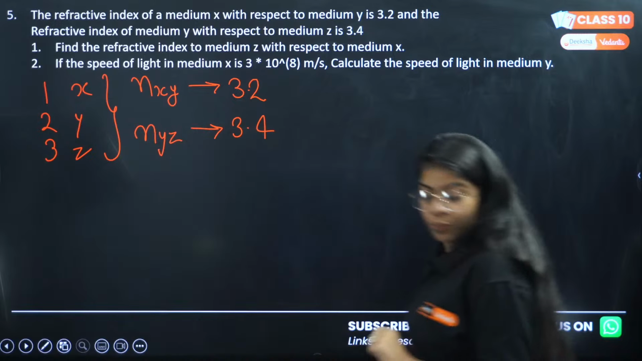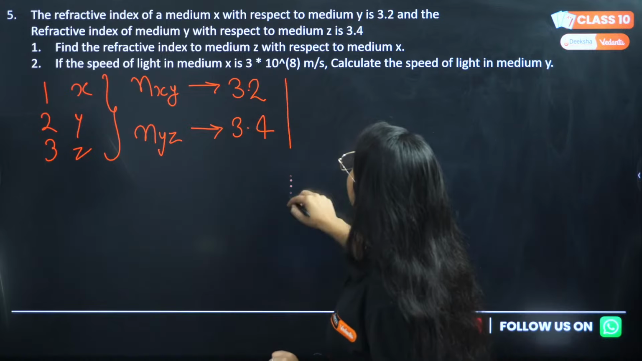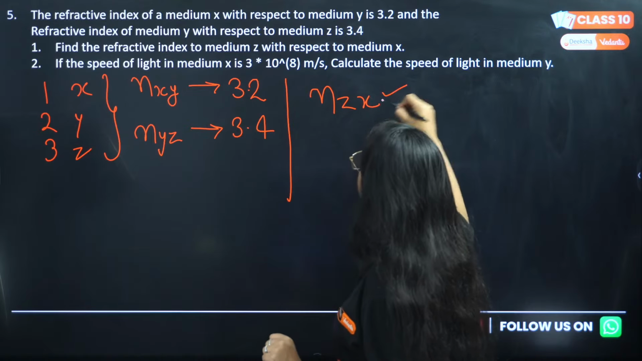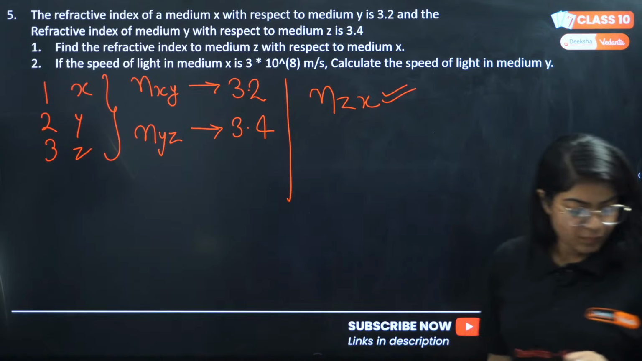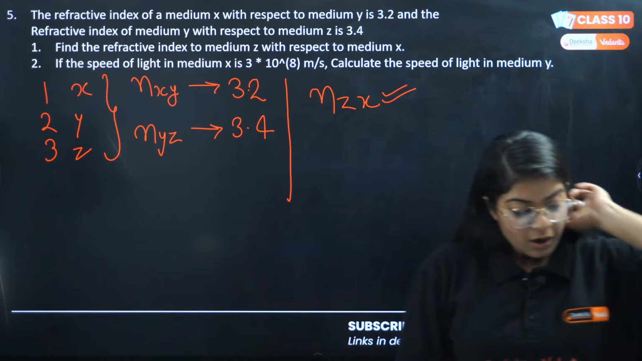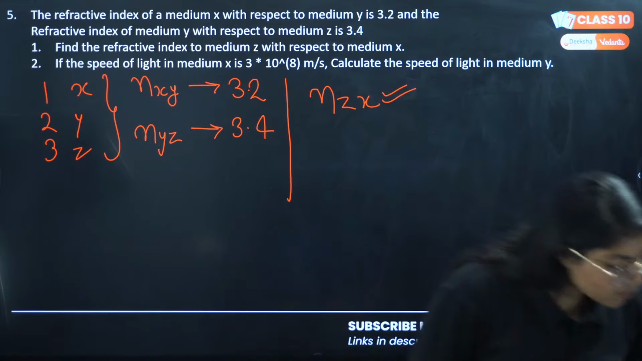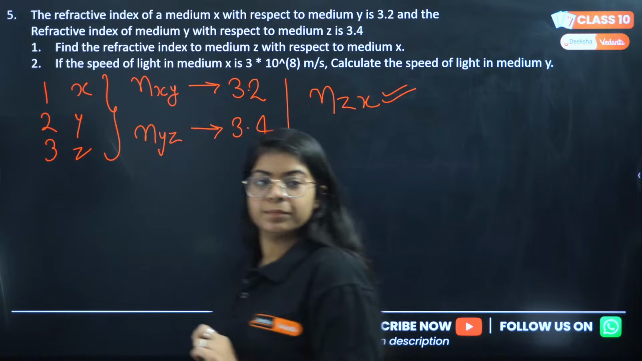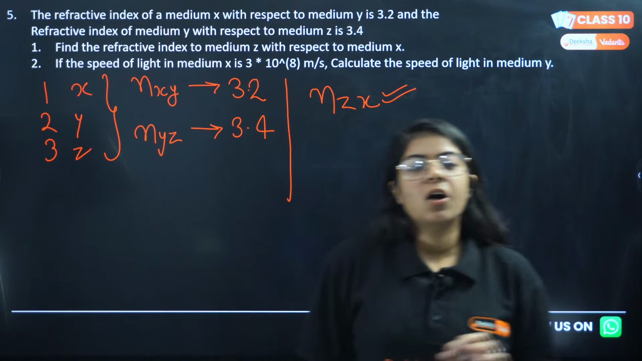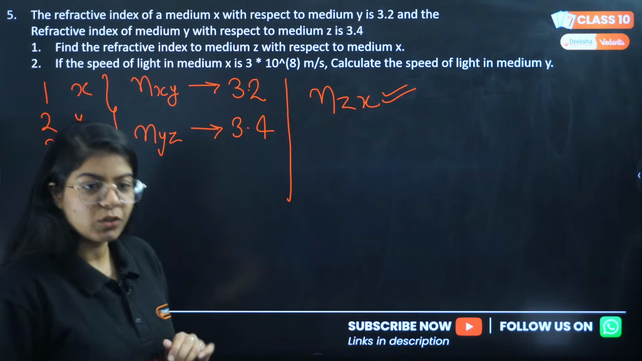Correct? Now, the first question says, the refractive index of medium Z with respect to X, nZX. We have to find this. Okay, Alia is saying 0.0919 is the answer for the first part. The first part says we have to find the refractive index of medium Z with respect to medium X. Do you know how to calculate this?